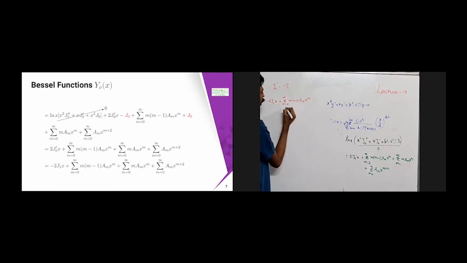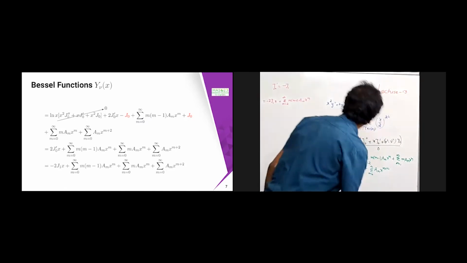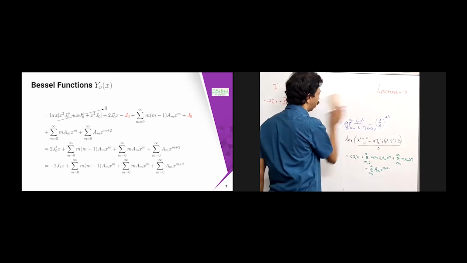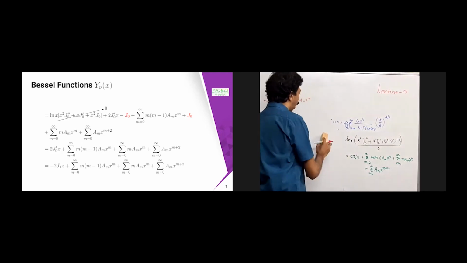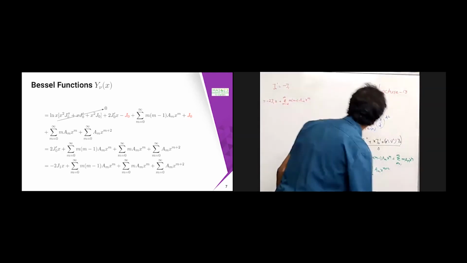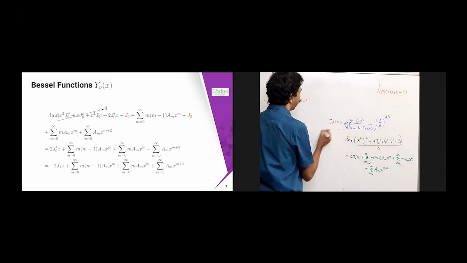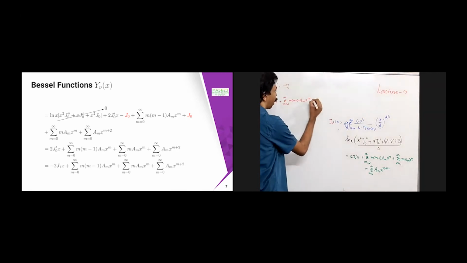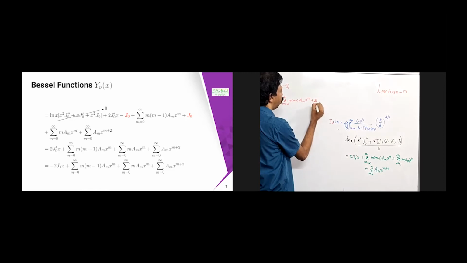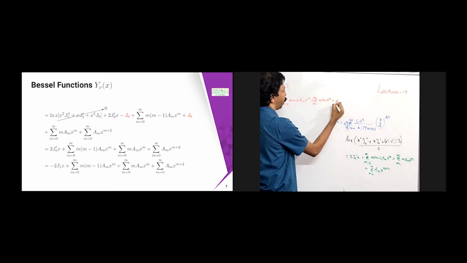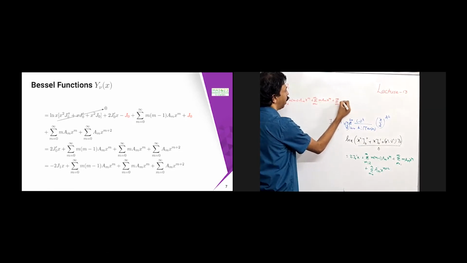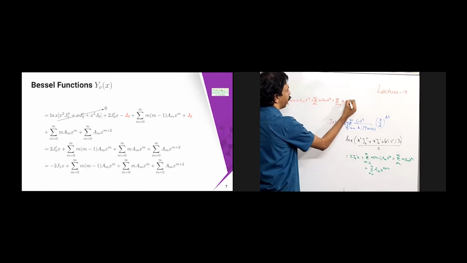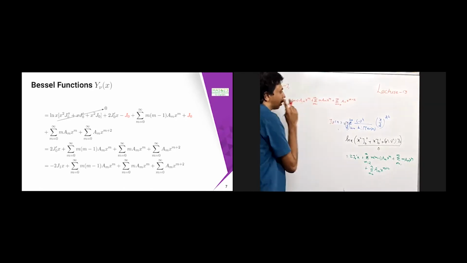Okay, plus summation. I'm going to erase this also, so that I can just concentrate here. After I copy it here, I will erase this one. So this is j nu. Plus summation m equal to 1 to infinity m into am into x power m, plus summation m equal to 0 to infinity am into x power m plus 2.